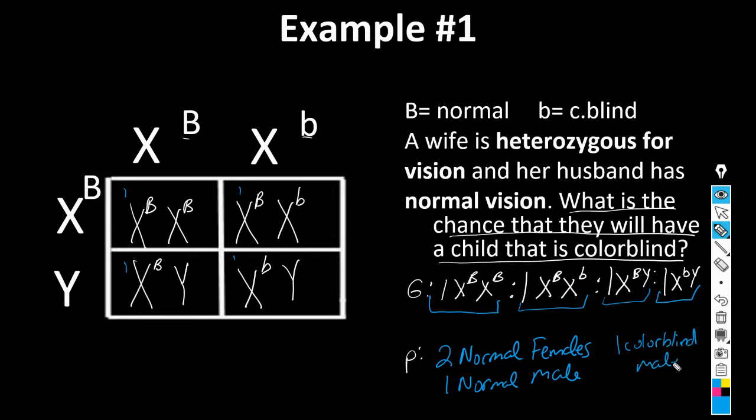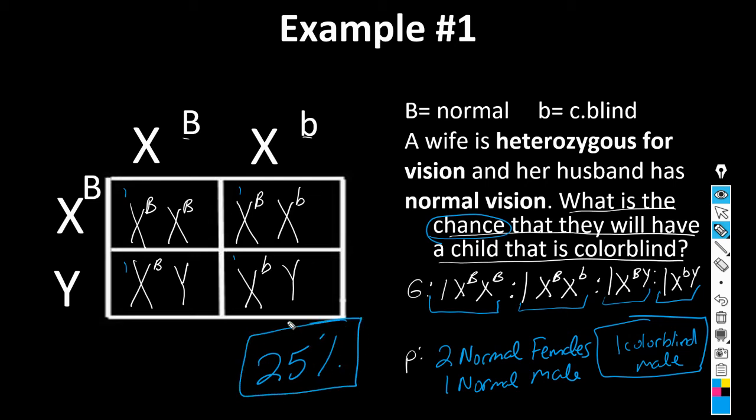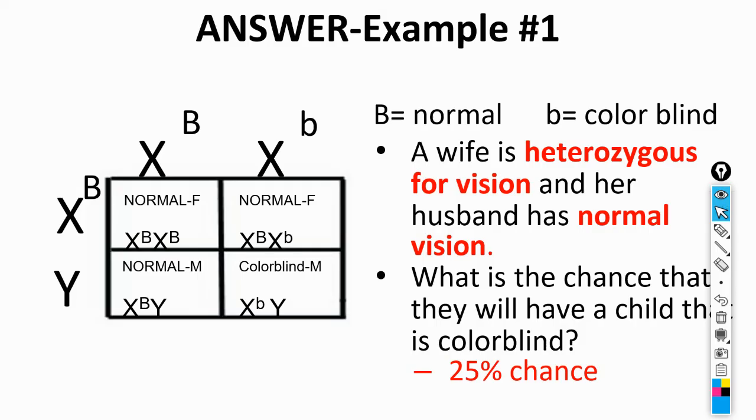colorblind male. So the question is, what is the chance that they will have a colorblind child? That is the only chance, that 1 out of 4. So the chance that they would have a colorblind child would be 25%. And that gives you the answer right there.